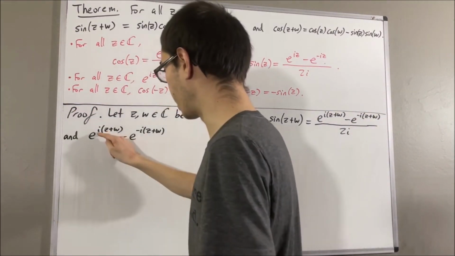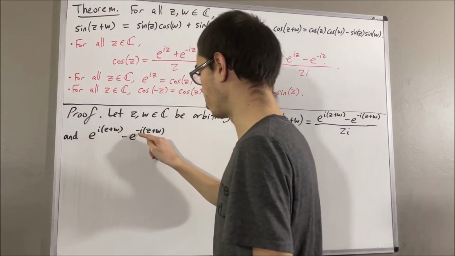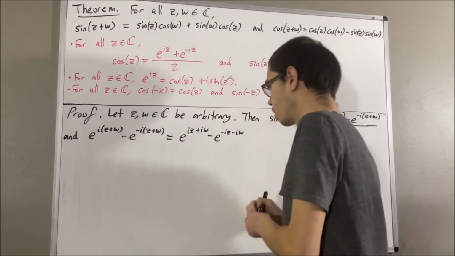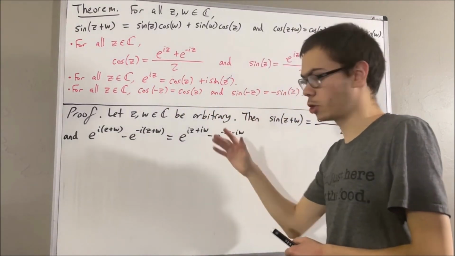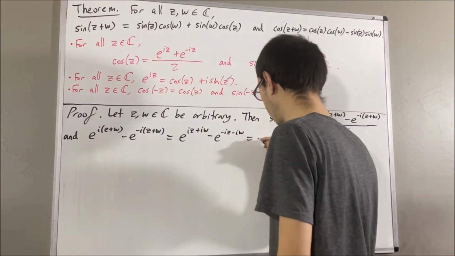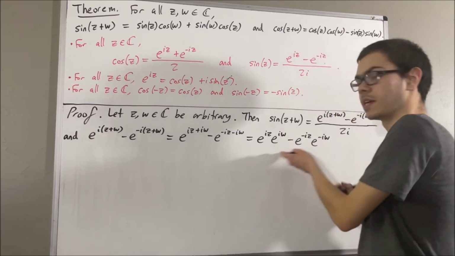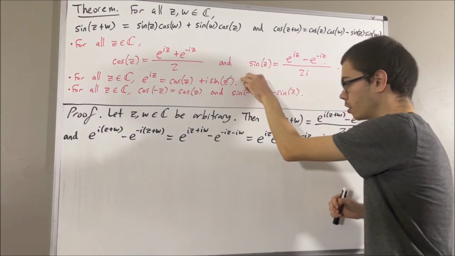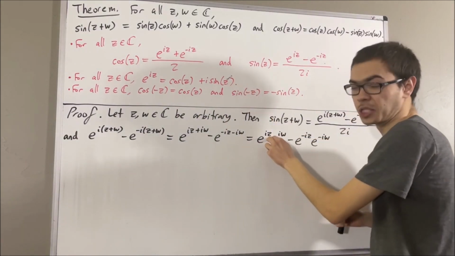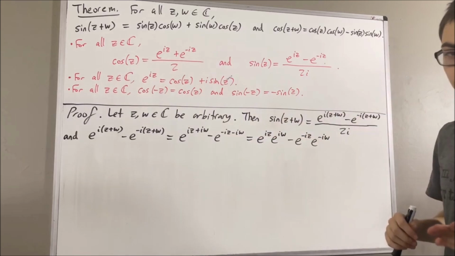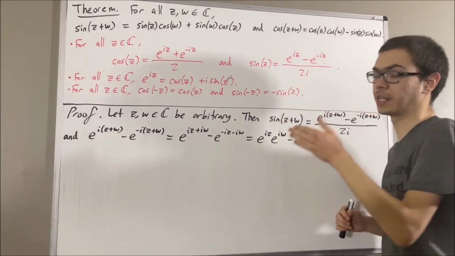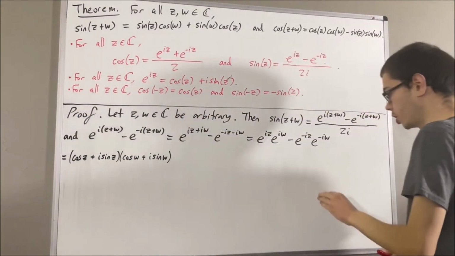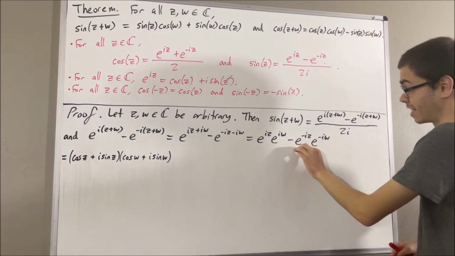First, let's distribute the i across this parentheses, and let's distribute negative i across this parentheses. And now we know from properties of the exponential function that this is just equal to this. But now we can apply Euler's formula. In doing so, we know that e to the iz is equal to cosine of z plus i sine z. e to the iw is equal to cosine of w plus i sine w.